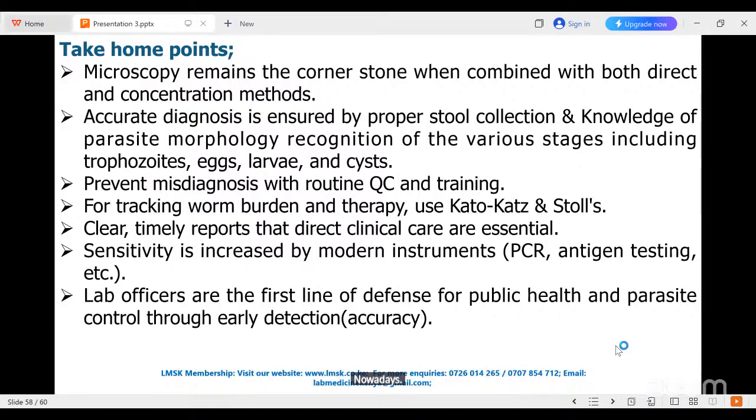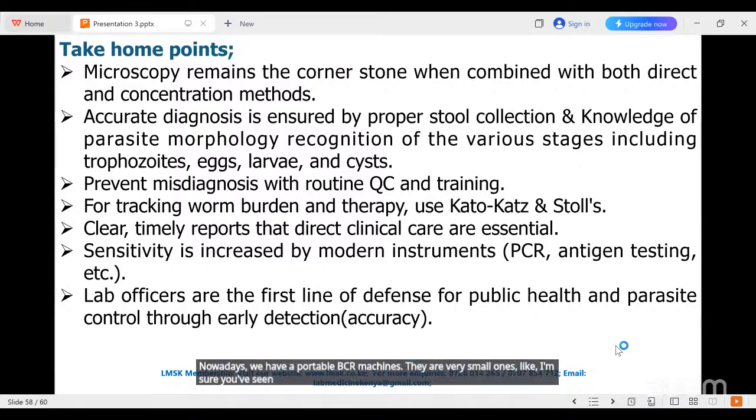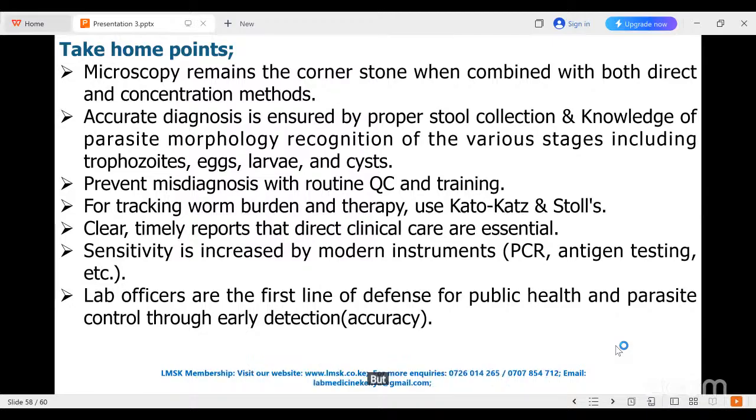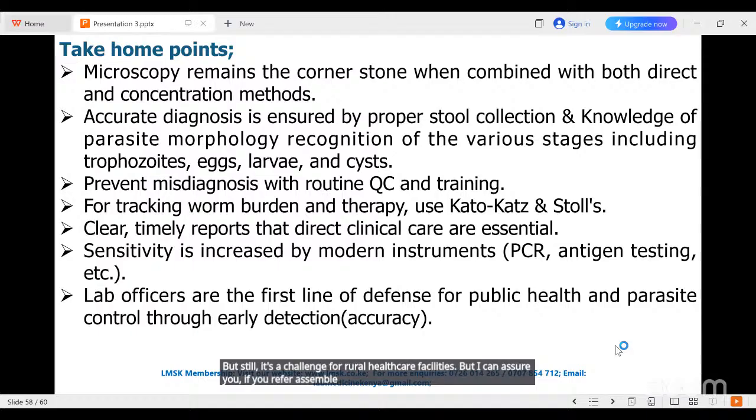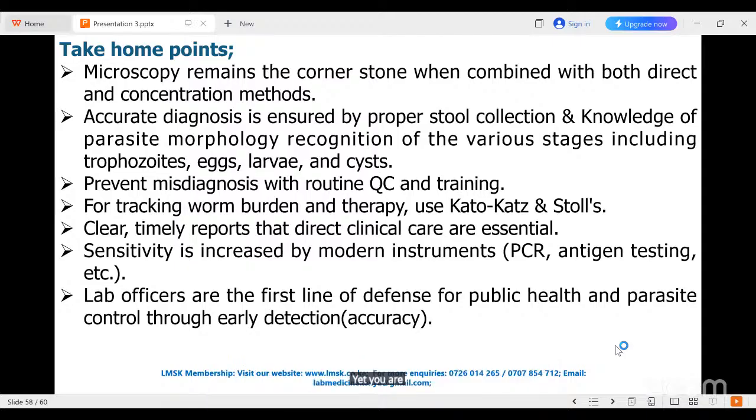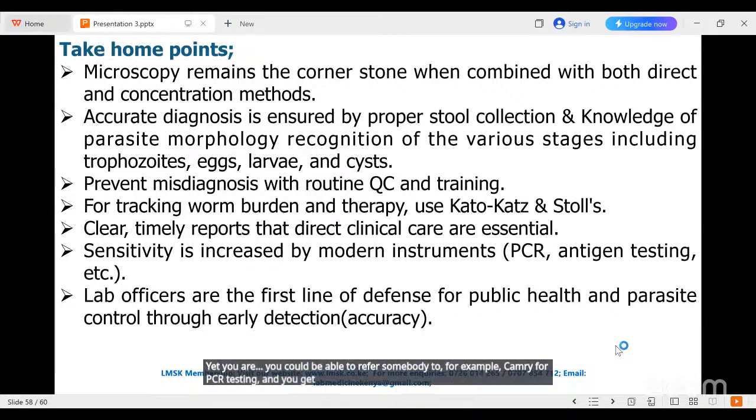Nowadays, we have portable PCR machines. They are very small ones, like I'm sure you've seen those that have replaced the GeneXpert for tuberculosis, but still it's a challenge for rural healthcare facilities. But I can assure you, if you are doubtful on a sample and the results are not clear, always refer a sample. Don't let patients die because we are unable to diagnose a hookworm infection and they die of anemia. Yet you could refer a sample to, for example, KEMRI for PCR testing and you get correct results. Thank you.